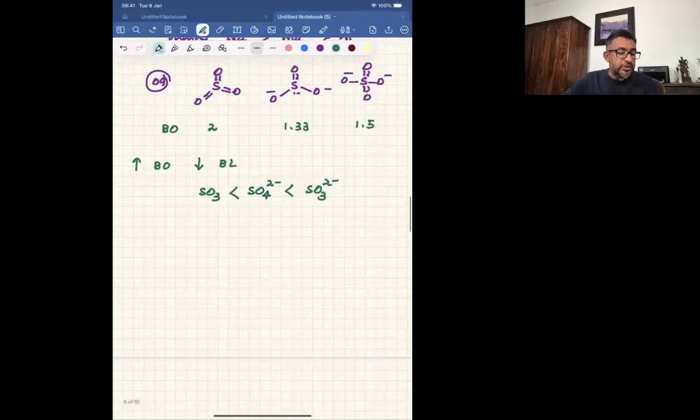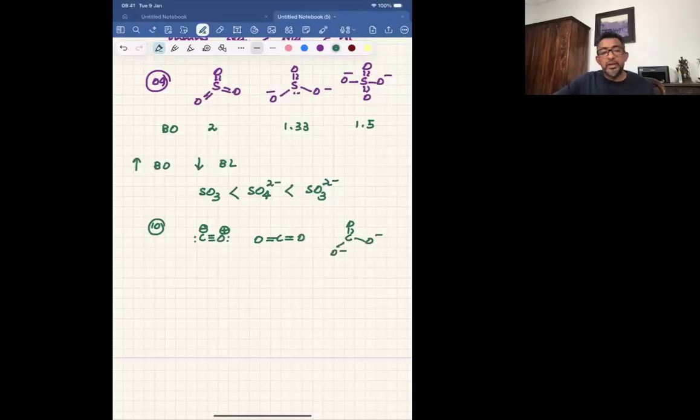Question number 9. Question number 10. Look at that. Carbon monoxide, triple bond oxygen, lone pair, right? This is plus and this is minus. Carbon monoxide is that. Carbon dioxide, CO2. Carbonate, C double bond oxygen, O minus, O minus.